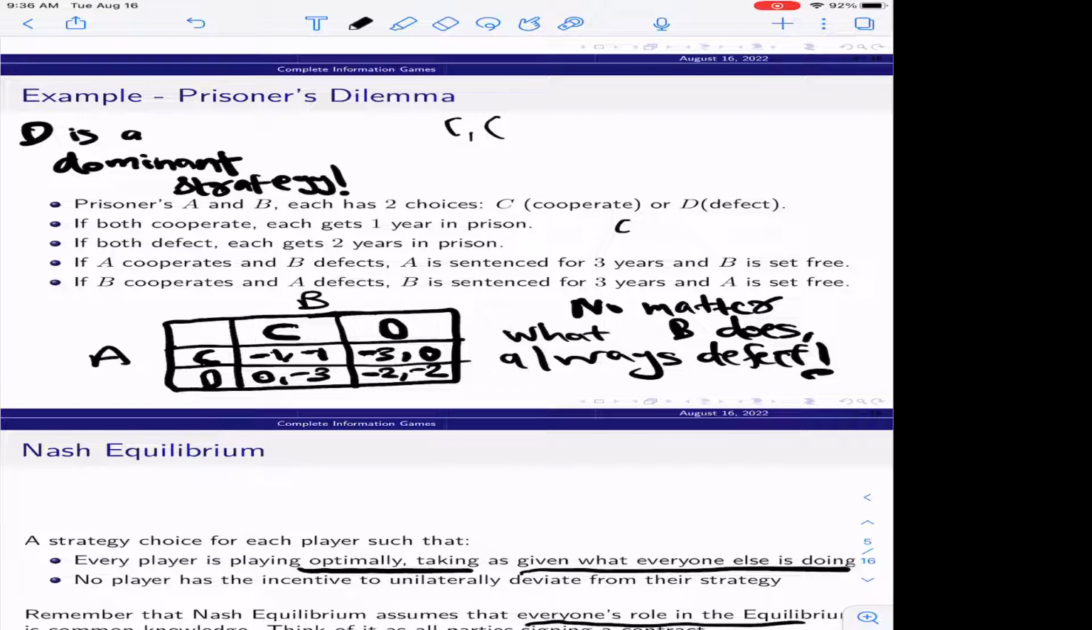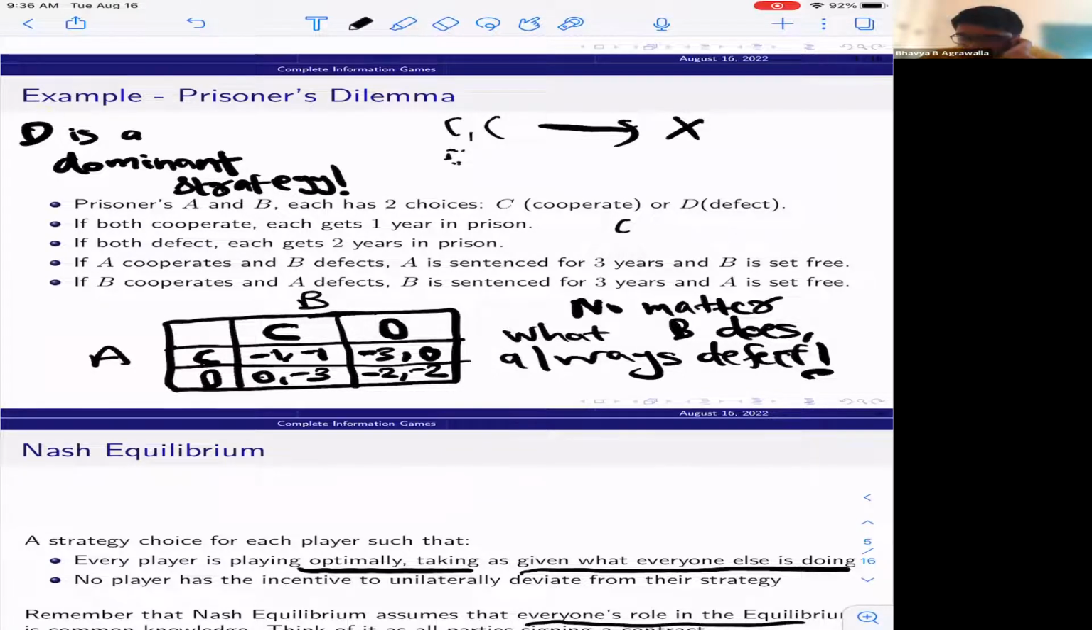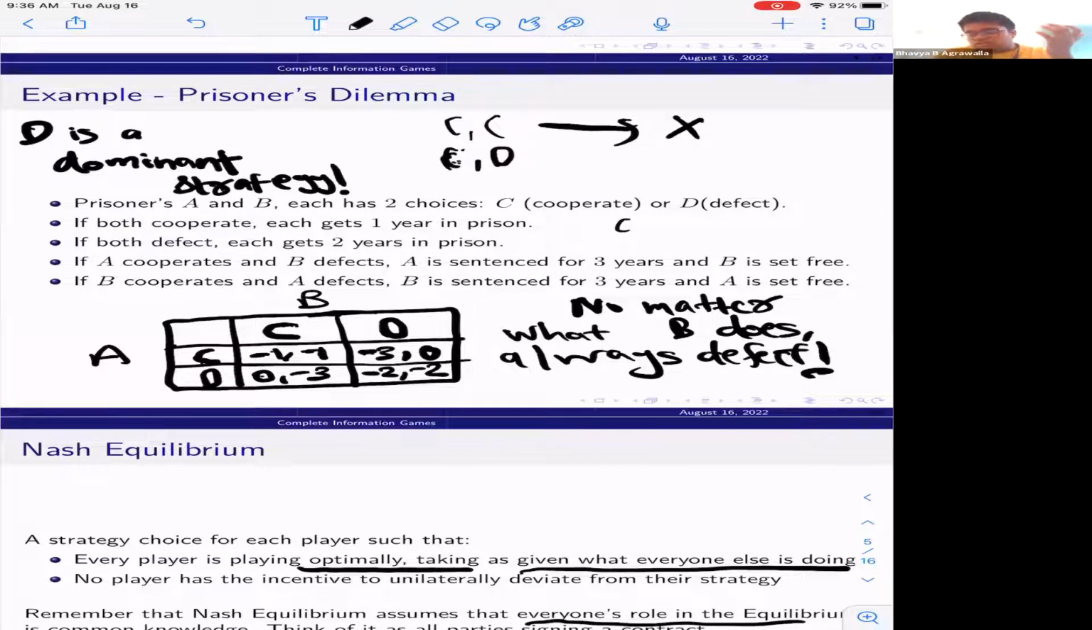So if they both agree on C comma C, A has the incentive to deviate and play D, because in that case she will be set free instead of 1 year in prison. Then B also has the incentive to unilaterally deviate from his strategy. So C comma C is not a Nash equilibrium. Similarly, C comma D is not a Nash equilibrium because, suppose A plays C and B plays D, A has the incentive to defect to D if she assumes that B is going to keep his part of the contract. That way she gets 2 years instead of 3 years. Similarly, D comma C is not a Nash equilibrium, but D comma D is a Nash equilibrium.